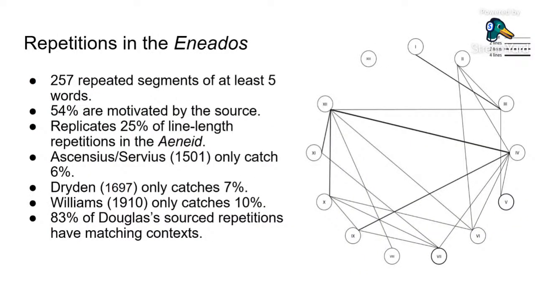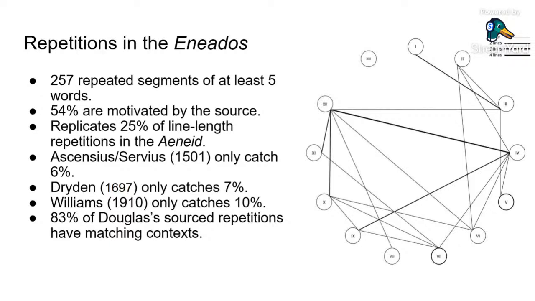An n-gram analysis of the Aeneados reveals 257 repeated segments of at least 5 words, 54% of which are motivated by the source. Another way of looking at this is just to say that Douglas translates about 25% of Virgil's line-length repetitions in the Aeneid. And this is really impressive because by contrast, commentators like Servius only recognize about 6% of Virgil's repetitions, and later translators like Dryden only recognize about 7%.